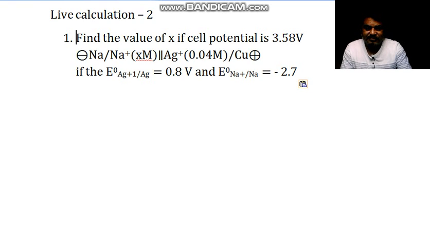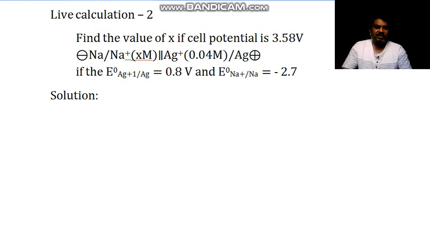That question is like this: find the value of x if cell potential is 3.58 volt, where sodium is this and silver is this. I'm taking the same question so that you can understand more. Okay, so in the solution, first you have to find out E cell as usual.